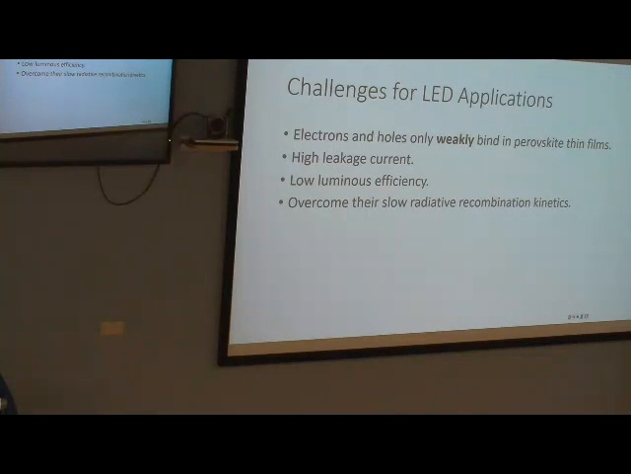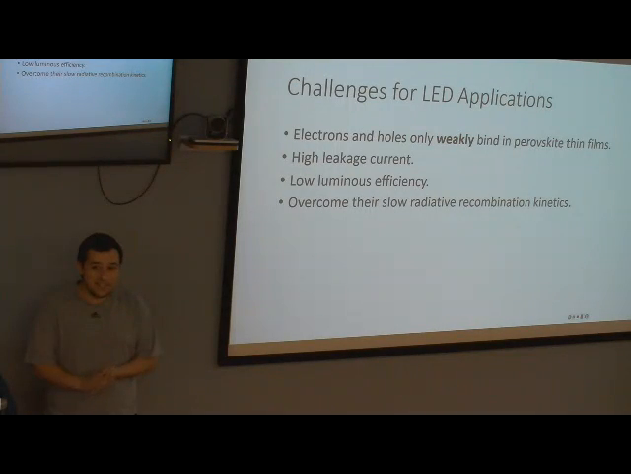So there's currently a couple of challenges for LED applications. Currently, some of the energy is lost due to leakage, just slipping out. Low luminous efficiency, so that just means we don't get as much light back as we should. The rates are still low, but it's still a new material to be working with.